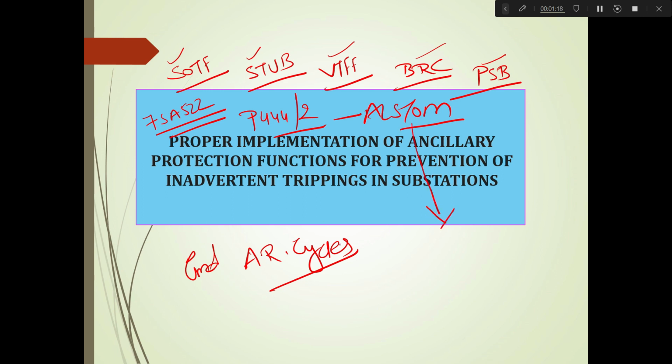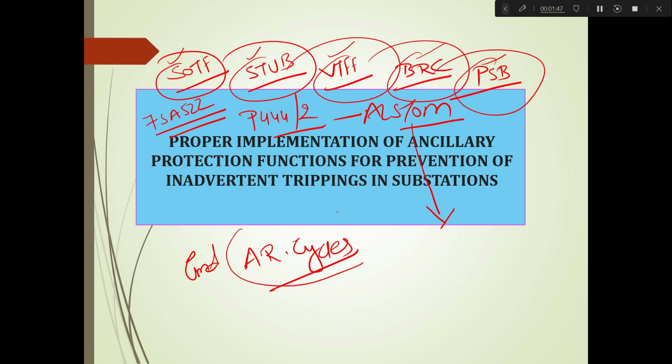We will discuss these implementations by using some sample schemes of one of the substations, and then we will discuss how to take care of some of the common mistakes that we generally make while implementing these ancillary protection functions. So hopefully at the end of this learning module, you will be able to understand the concept of SOTF, stub, VT fuse failure, broken conductor, power swing blocking, and auto reclosure.